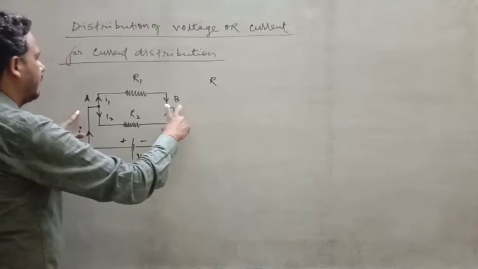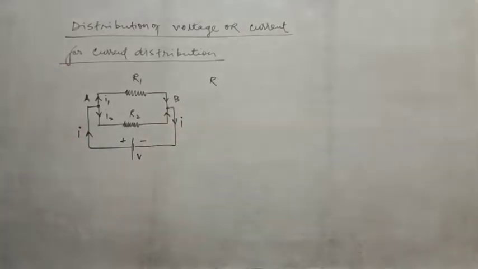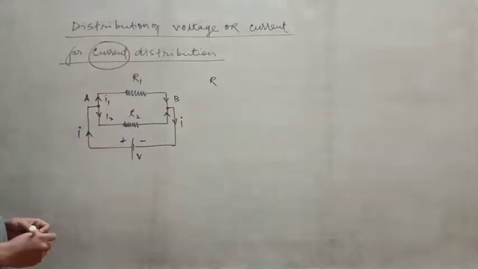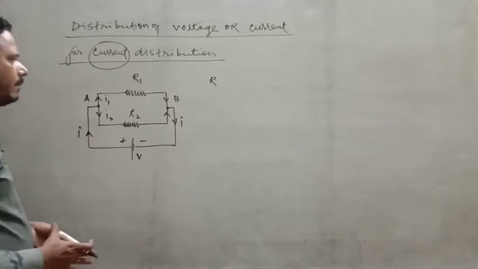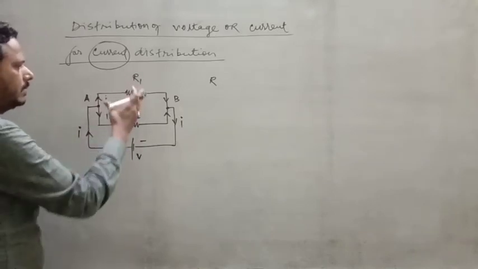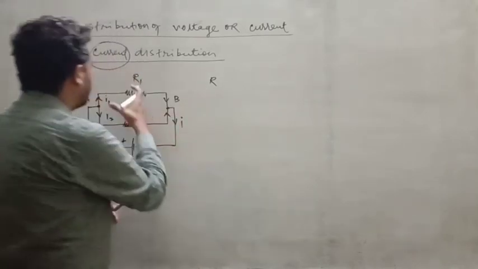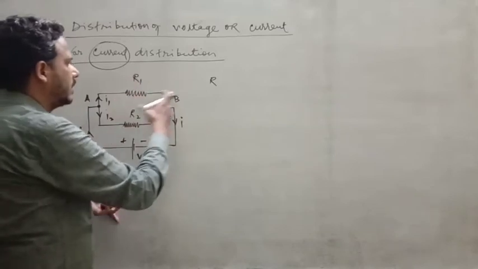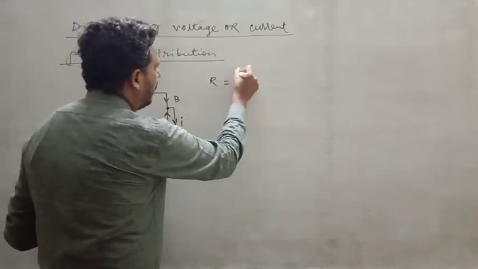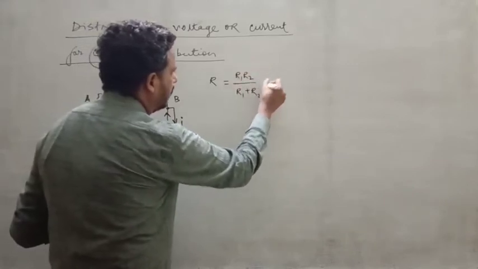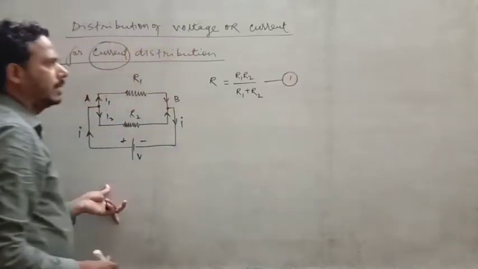Now you have to find the current distribution. How can you do that? It is very simple. First of all, see how the resistors are connected in this circuit. They are simply connected in parallel. So for this parallel combination, the net resistance R is R1 R2 divided by R1 plus R2.